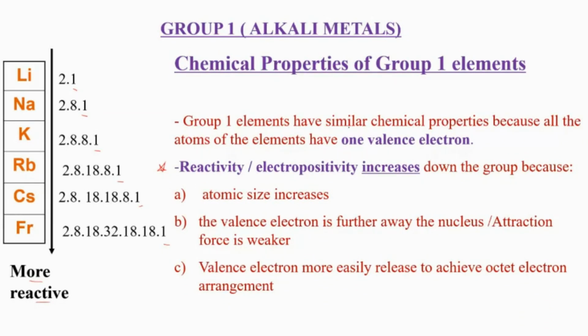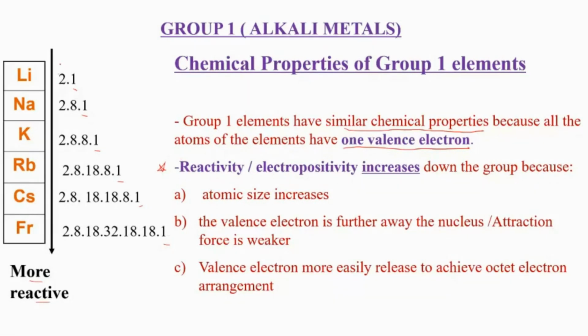Remember, if the question asks about the same chemical properties, the explanation is because they have the same valence electrons. Group 1 has one valence electron. Same case for group 17: they have the same chemical properties because they have the same valence electrons. Next is the reactivity.